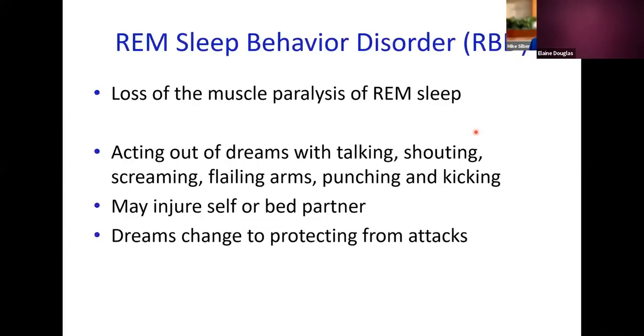So with that introduction, let's talk about REM sleep behavior disorder. This illness is characterized by a loss of the muscle paralysis of REM sleep. In other words, one can act out one's dreams. As a result, patients who have REM sleep behavior disorder will talk, shout, sometimes scream in their sleep. They'll flail their arms. They'll sometimes punch. They'll kick. They may fall out of bed. This is potentially a dangerous condition.